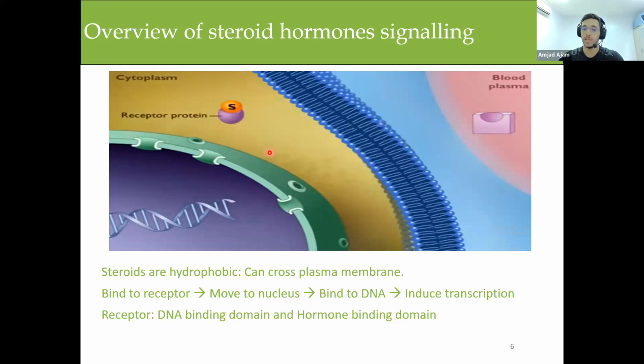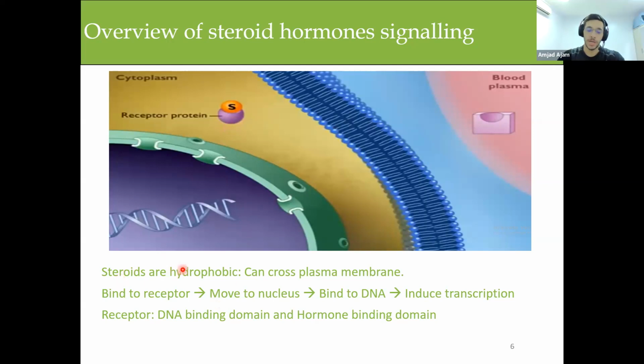So this is the general idea of this lecture. Steroid hormone entering the cell, binding to its receptor. We have multiple types of receptors. We will discuss them, and then enter the nucleus, bind to the DNA, and then induce transcription to produce or synthesize certain types of proteins. This region here is called the hormone binding site. And once this receptor binds to the DNA, this will be called the DNA binding domain, which is the zinc finger protein, which is very important, and you have to know it.